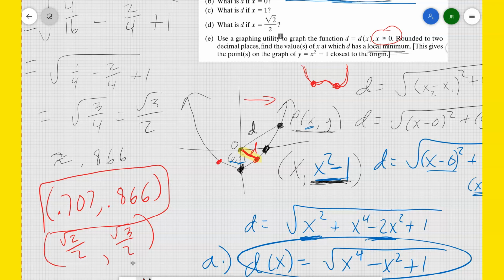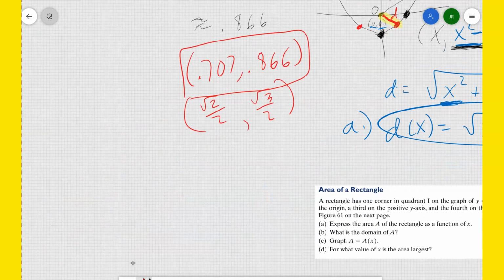So let me explain this again. Let me express this in words. The minimum distance.